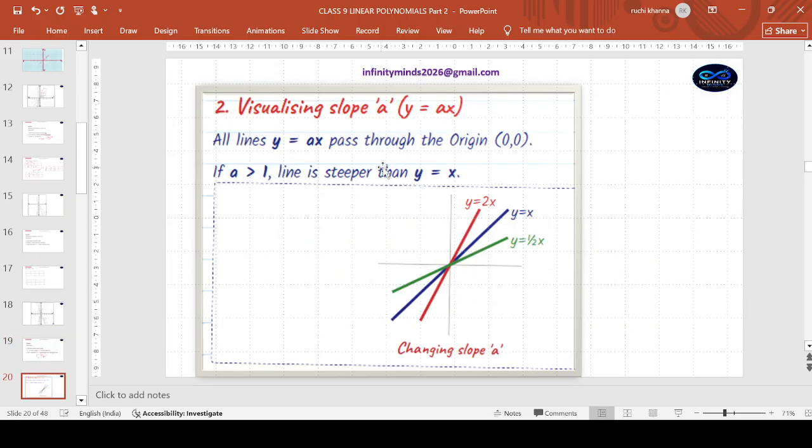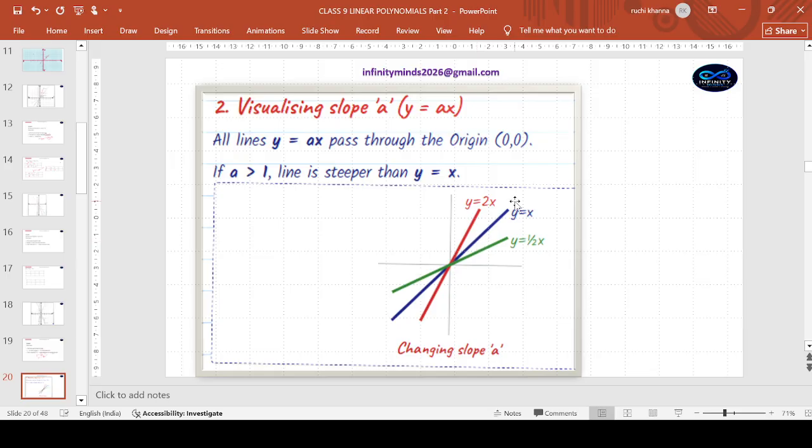So let's conclude visualizing slope a. For y equals to ax, all of them always pass through the origin. There is no choice or doubt in this. That is always there. If the slope is greater than 1, the line is steeper than y equals to x. See, y equals to 1x is your balanced, the basic equation. If you increase the magnitude to 2x, it will go upwards, steeper. If you decrease it, if it is half x, it will come below.